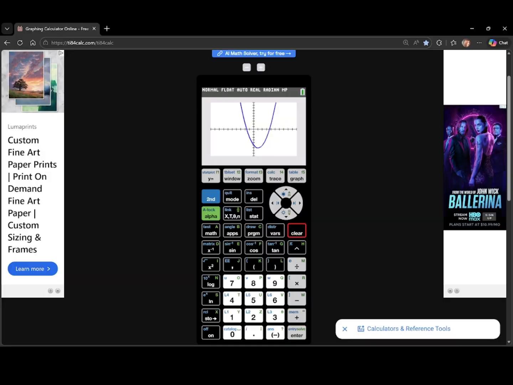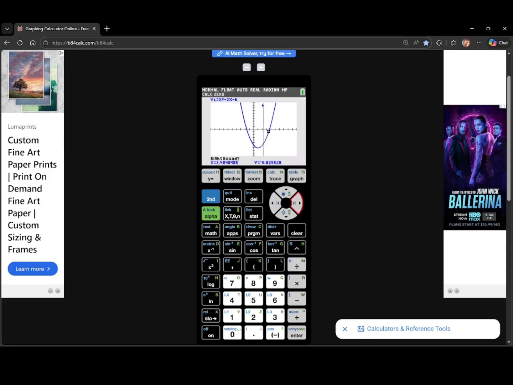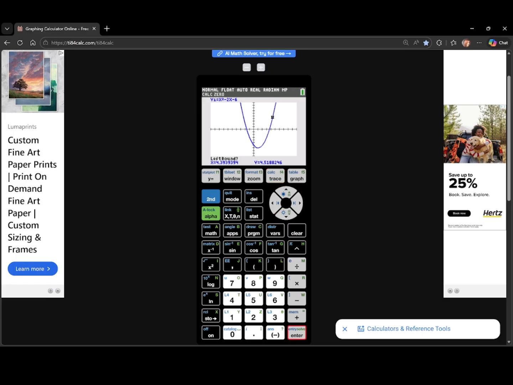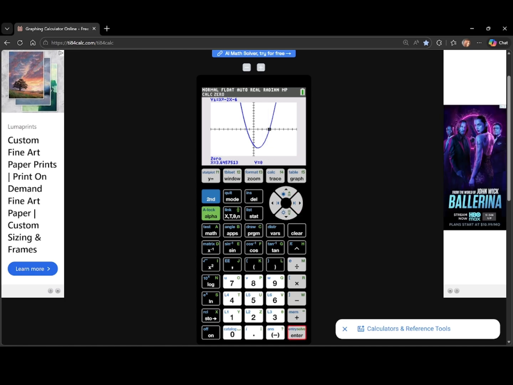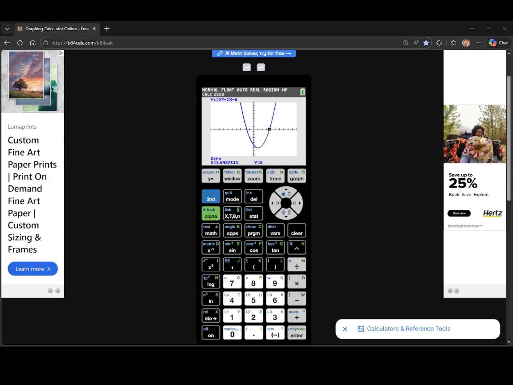Now let's calculate the other zero. I calculate a zero, and we go to the right. I want to stay to the left of it. I hit enter. Oops. What did I do? Let's do that again. Calculate a zero. I go to my left bound, enter. I go to my right bound, enter. Enter one more time. I get 3.646. Let's go to our slides. x equals 3.646.